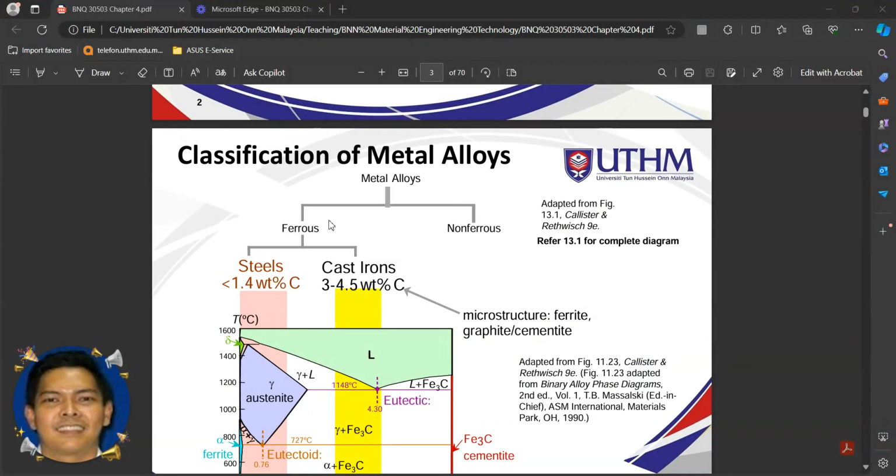Classification of metal alloy. As you know, metal alloy can be classified into ferrous and non-ferrous. For the ferrous metal, it can be subdivided into steel and also cast iron. Cast iron consists of microstructures of ferrite, graphite, and cementite. Steel consists of below 1% carbon content.